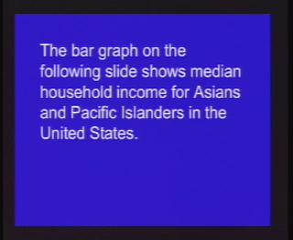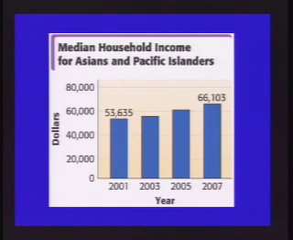The bar graph on the following slide shows median household income for Asians and Pacific Islanders in the United States. Now you can see from this graph that for the year 2001, there were $53,635 associated with the income for Asians and Pacific Islanders for that particular year, 2001. In 2007, the median household income for this group of people was $66,103.